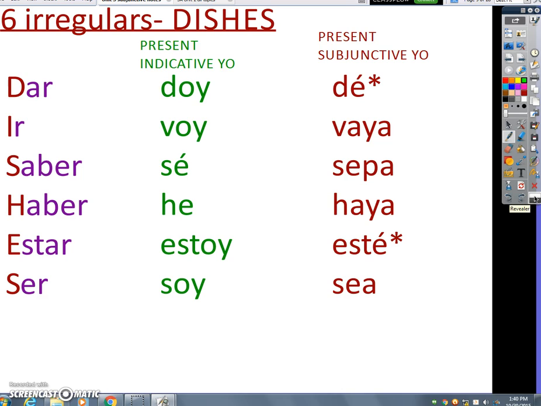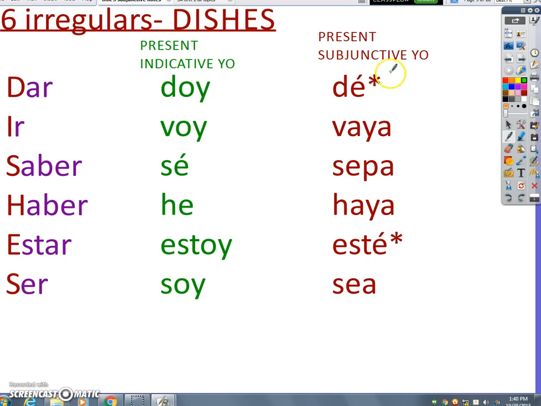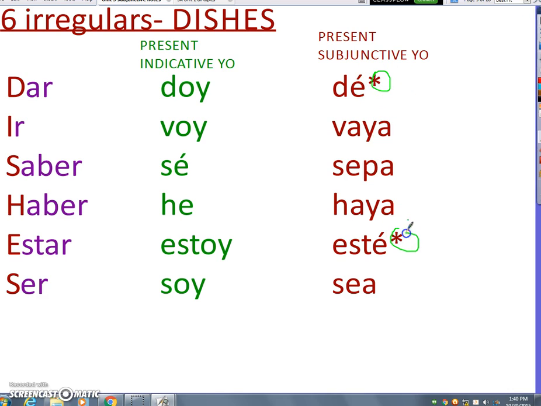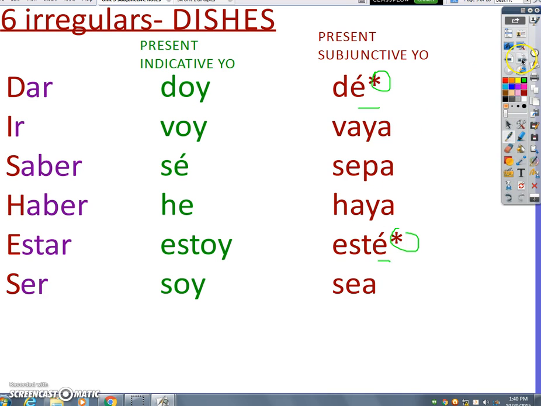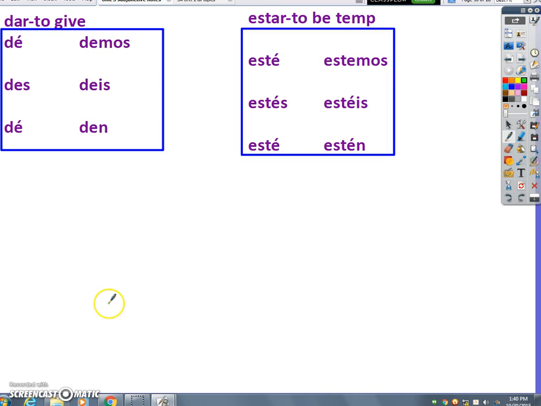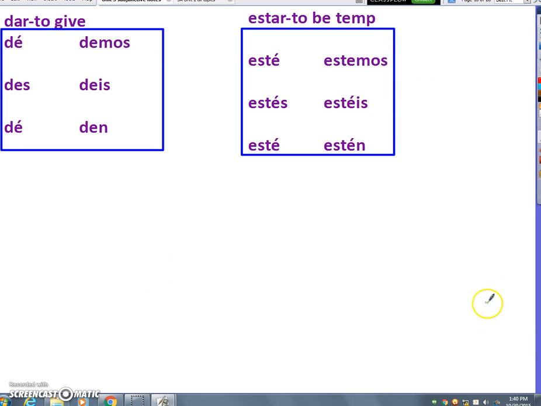And as far as your notes go, I have stars here and here because these two have accents in some boxes and not others, and we need to know where they belong. So please include the charts for dar and estar in the present subjunctive and notice where the accents go. In dar, it's just the yo and the he, she, and in estar, it's all of them except for the nosotros. And that's all I have to say about how to conjugate a verb into the present subjunctive right now. We still need to talk about stem changers, but this was a good start.